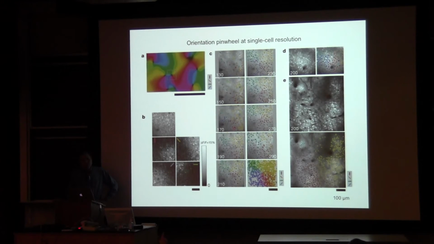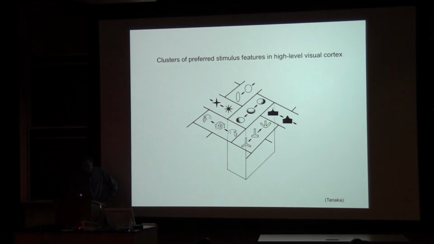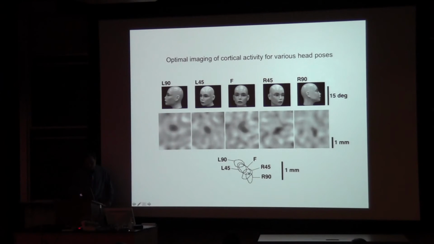So these are just very low-level images. What about the higher-level stuff? This is the map of the high-level visual cortex. There they care about other high-level features, like shapes that are much more complex. Sometimes we care about faces. And even for faces, different faces of different views may be represented by different locations.